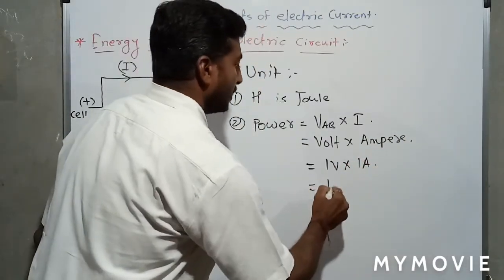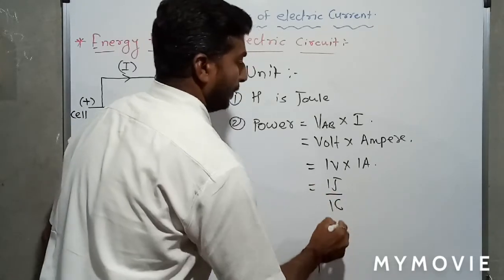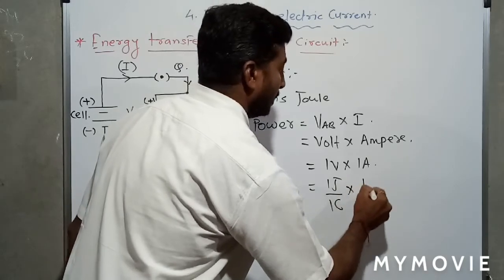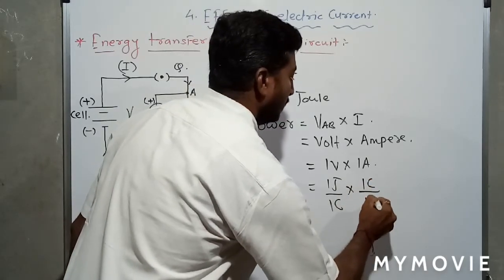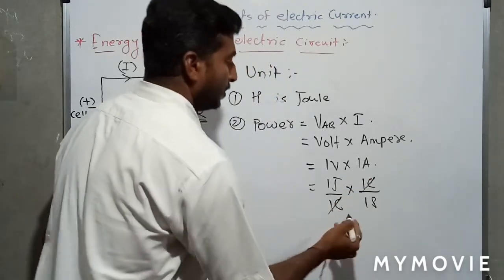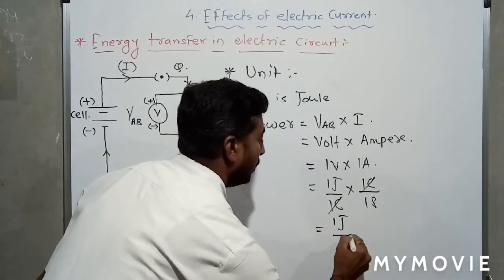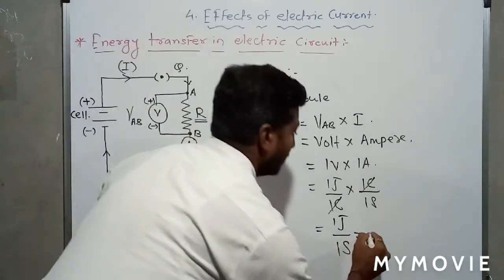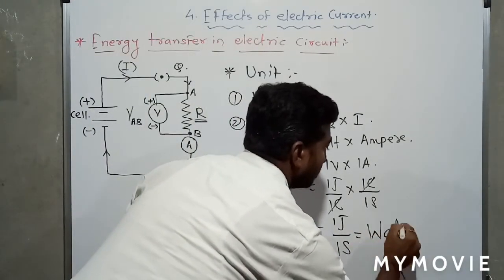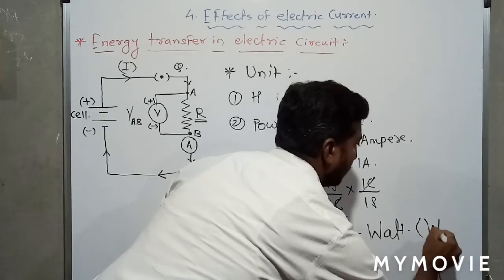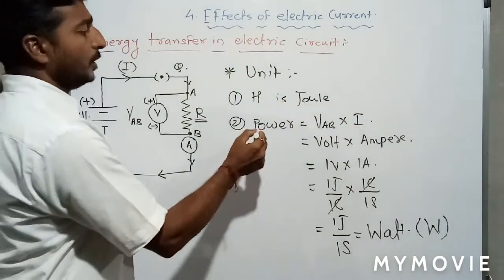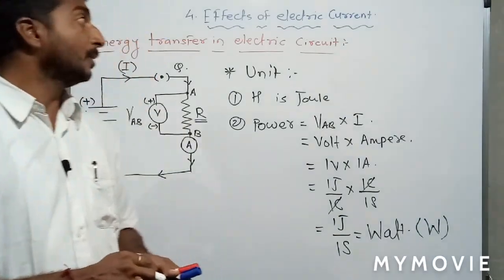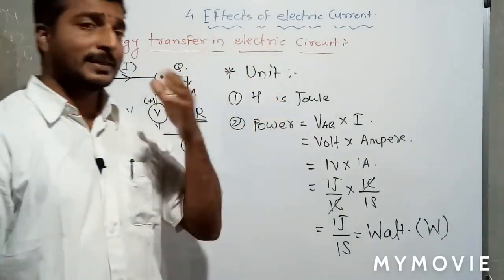And 1 volt means 1 joule upon 1 coulomb. Coulomb is the unit of charge, and 1 ampere is nothing but 1 coulomb per 1 second. So 1 coulomb cancels. What remains is 1 joule upon 1 second, and this 1 joule upon 1 second is nothing but a watt, that is capital W. So what is the unit of power? The unit of power is watt. So I hope you understand energy transfer in an electric circuit.